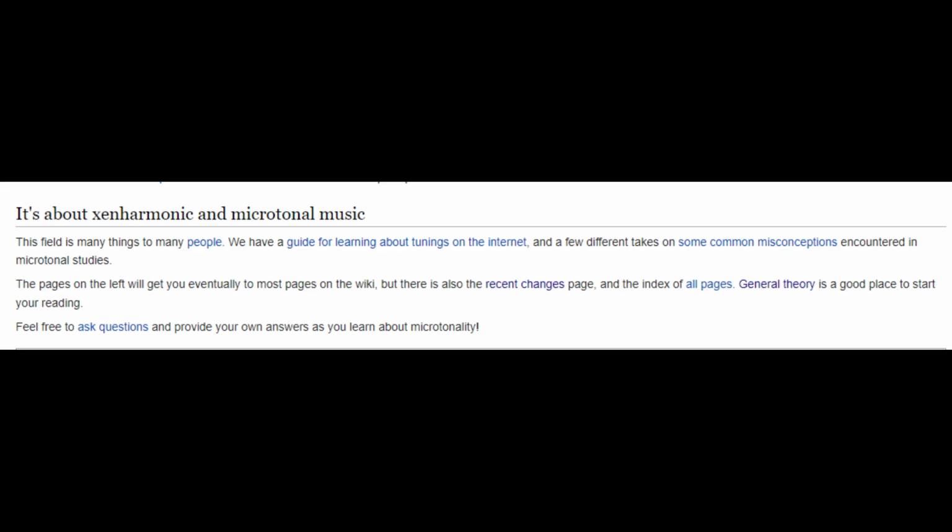We have a guide for learning about tunings on the internet, and a few different takes on some common misconceptions encountered in microtonal studies. The pages on the left will eventually get you to most pages on the wiki, but there is also the recent changes page and the index of all pages. General theory is a good place to start your reading. Feel free to ask questions and provide your own answers as you learn about microtonality.